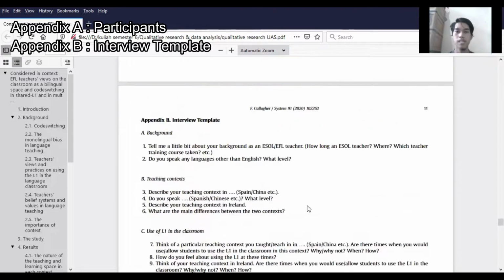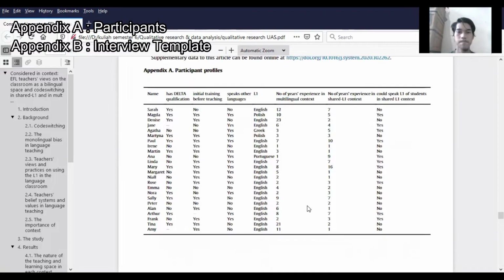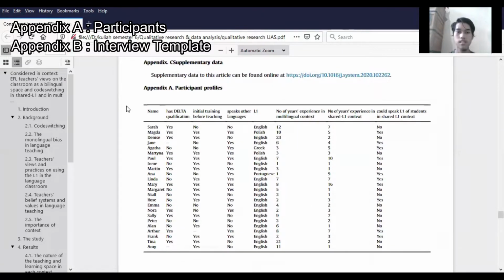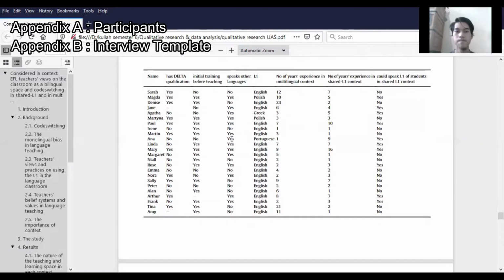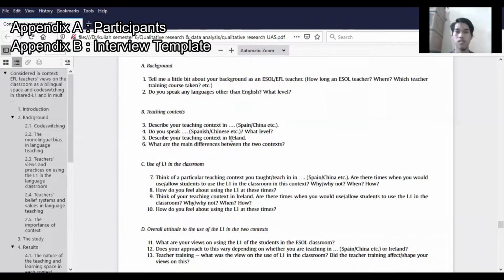And for appendix A, you can see the participant profile. So these are the 24 teachers. You can see the category of each teacher too in this table. And appendix B is the interview template for the instrument.